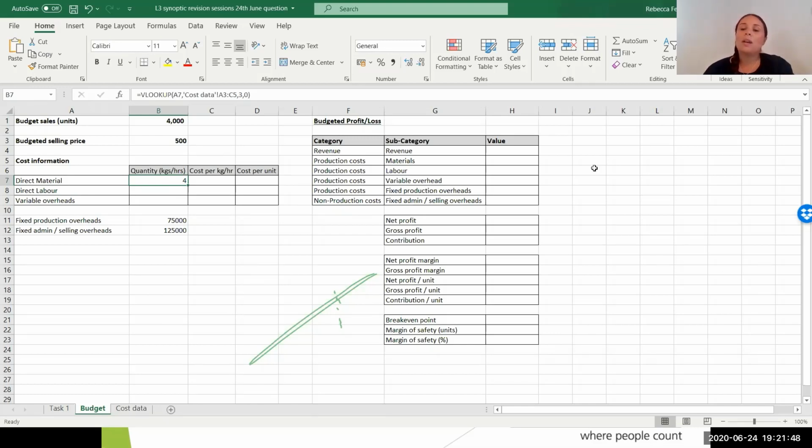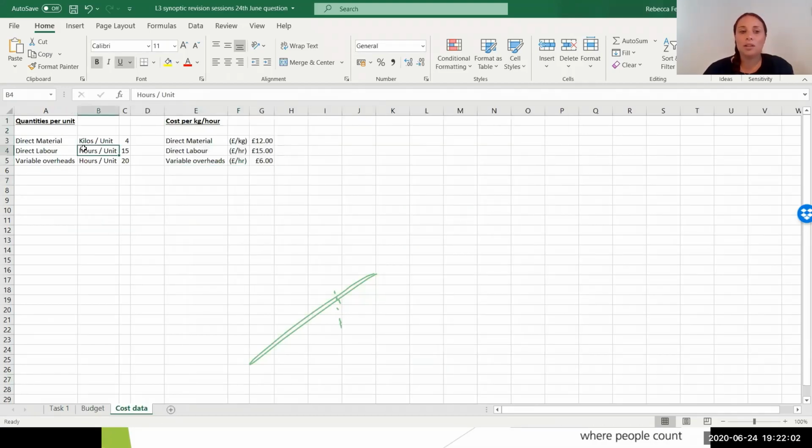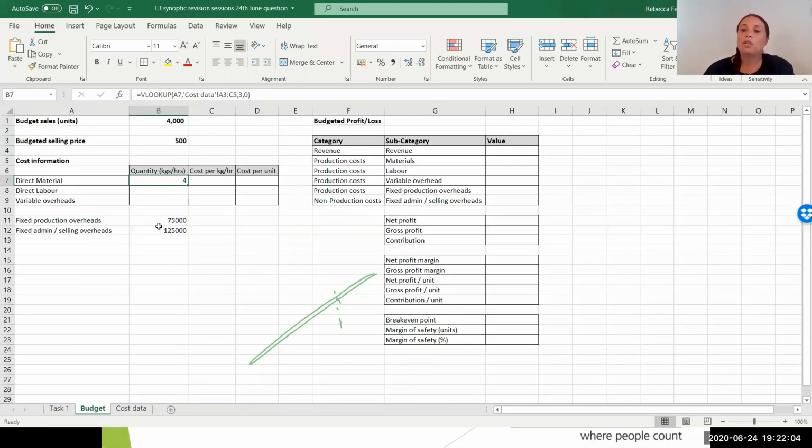So Becky's just asked, would it matter if you chose the direct material cell from the cost 3 part rather than the A7? Yes, it would, because actually you're not looking at it correctly. You're actually looking it up from the cost data where you want to find it from, rather than from your budget worksheet. So you want to make sure you're always looking it up from where it's asked you to look for.